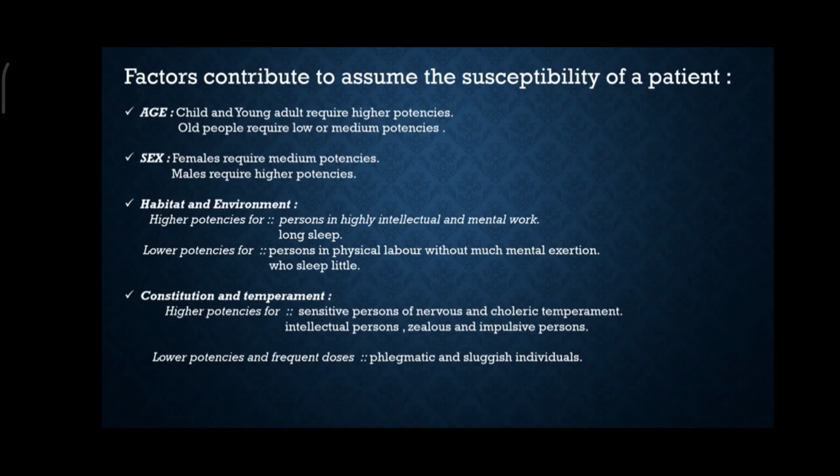If we consider the age of a patient, children and young people require higher potencies because there is no wear and tear of organs and tissues. But in old age, susceptibility becomes gradually low due to wear and tear of organs as well as different degenerative changes. So, they generally require low or medium potencies.